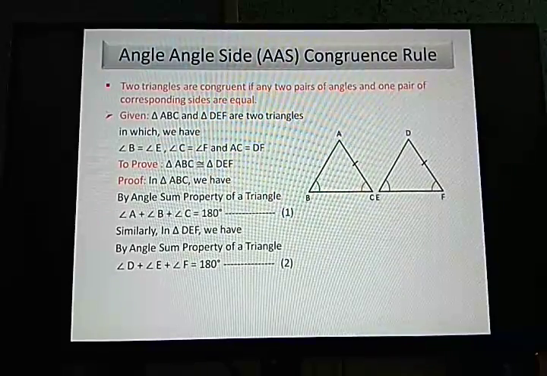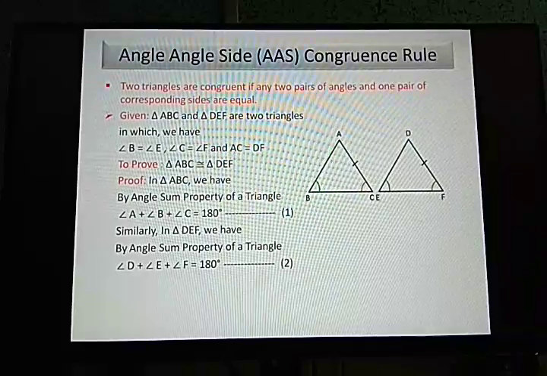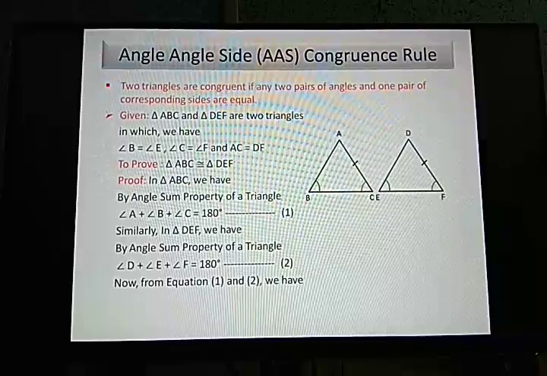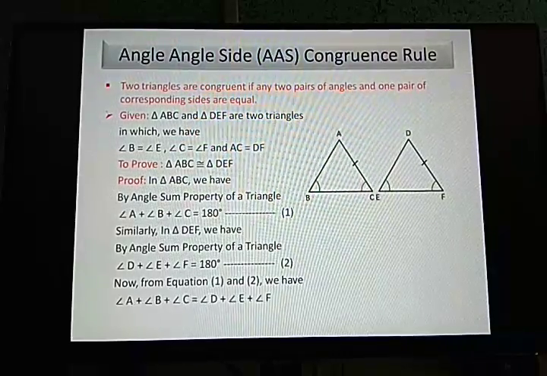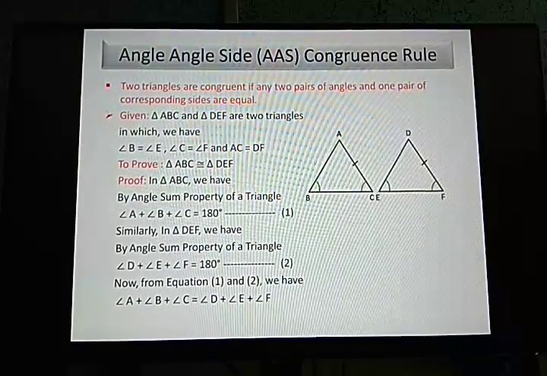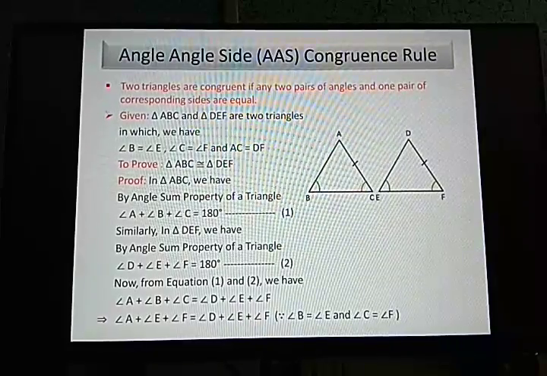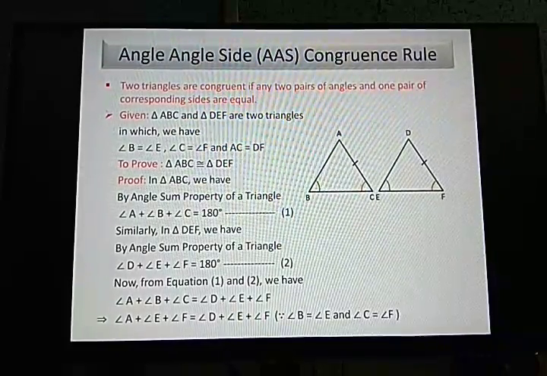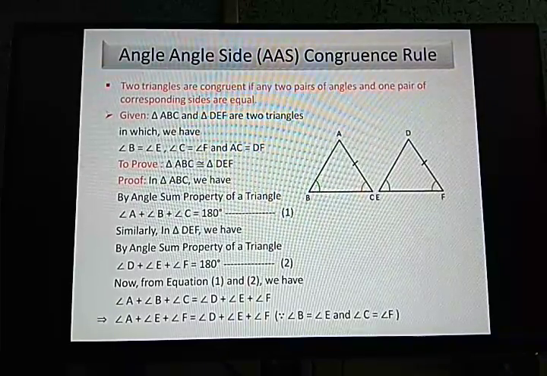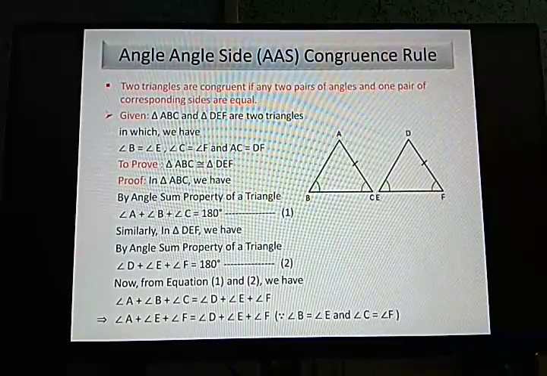Now if we compare equation 1 and equation 2, we can see that the right hand sides are equal. So we just compare the left hand sides. Our equation becomes angle A plus angle B plus angle C is equal to angle D plus angle E plus angle F. Now we can do some modification here. In place of angle B we can write angle E, and in place of angle C we can write angle F, since we know that angle B is equal to angle E and angle C is equal to angle F. So our equation is modified.